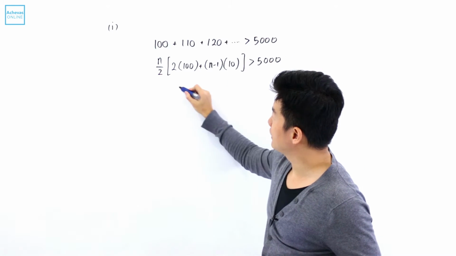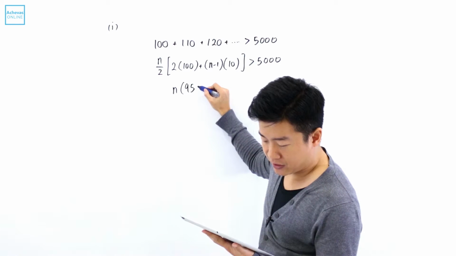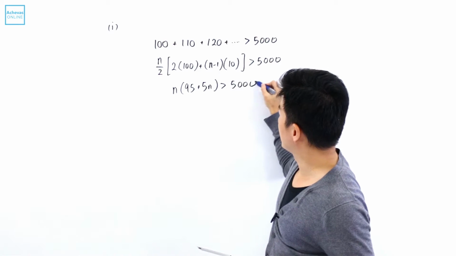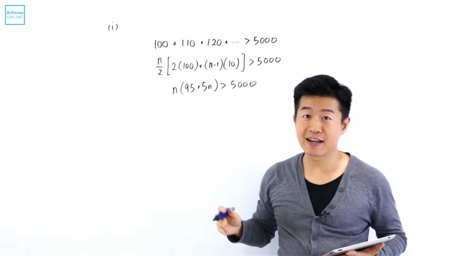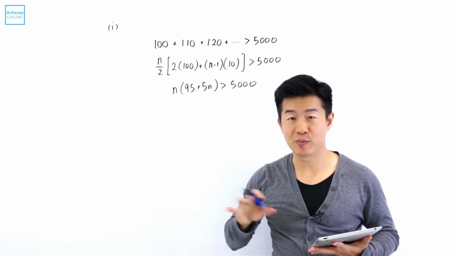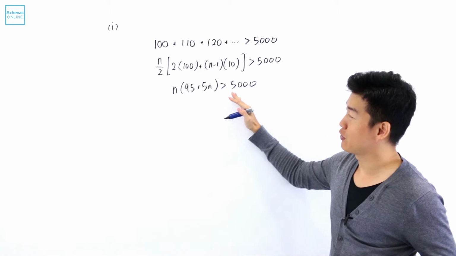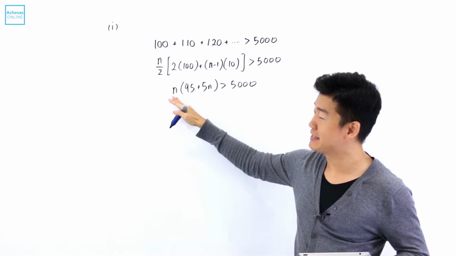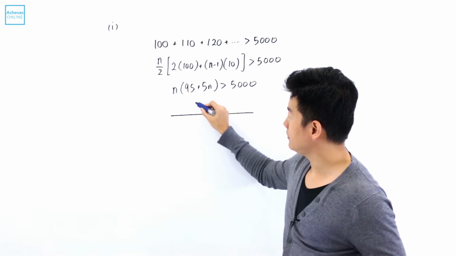If I simplify this, I will get n(95 + 5n), and this is bigger than 5,000. We are supposed to solve this inequality for n, and since n is an integer, I'm going to make use of the table from my calculator. It is way simpler to solve inequalities like this. So I'm going to put this into y1, replacing n by x, then generate the table.